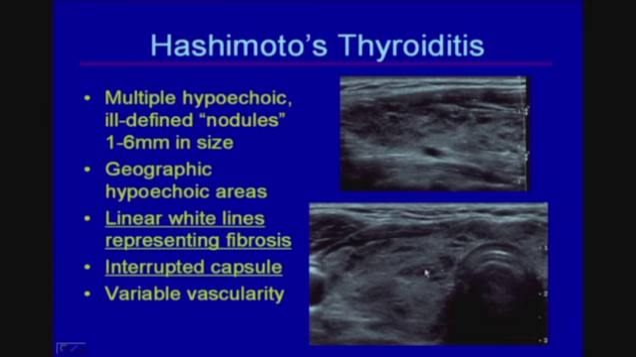As I mentioned before, they tend to be very angular or geometric in configuration as opposed to round or oval. They're usually seen in conjunction with fibrosis, these white lines running through the gland, or a very uneven look to the capsule, both manifestations of fibrosis. And the vascularity can be anything from increased to decreased, both within these nodular areas as well as within the gland itself.